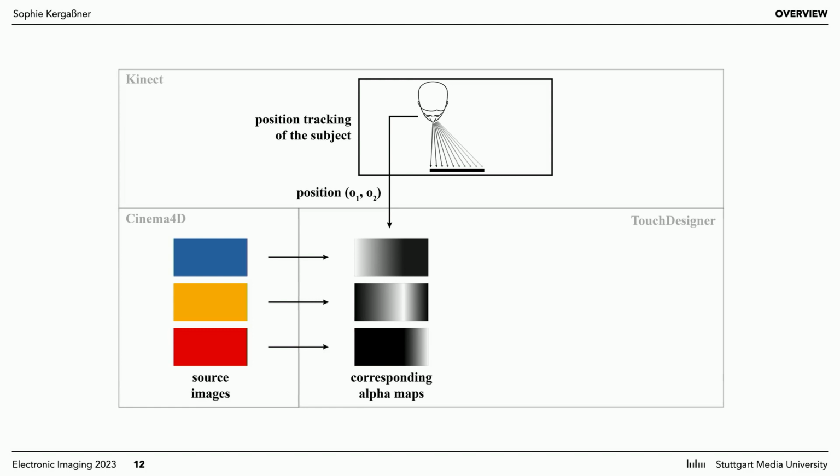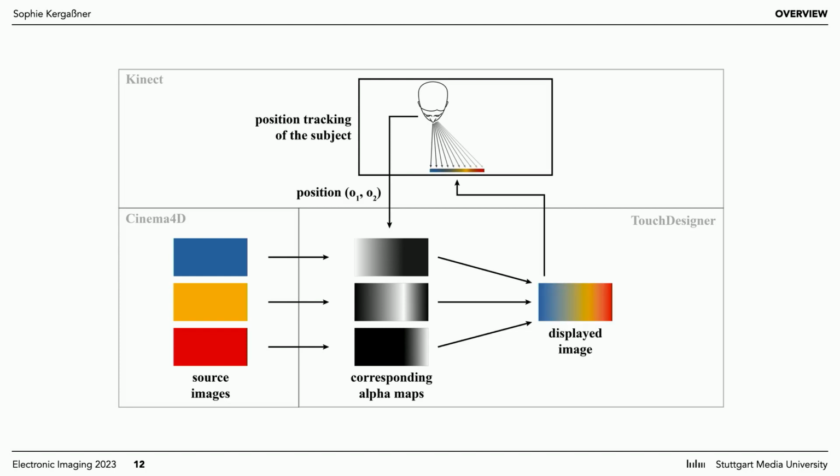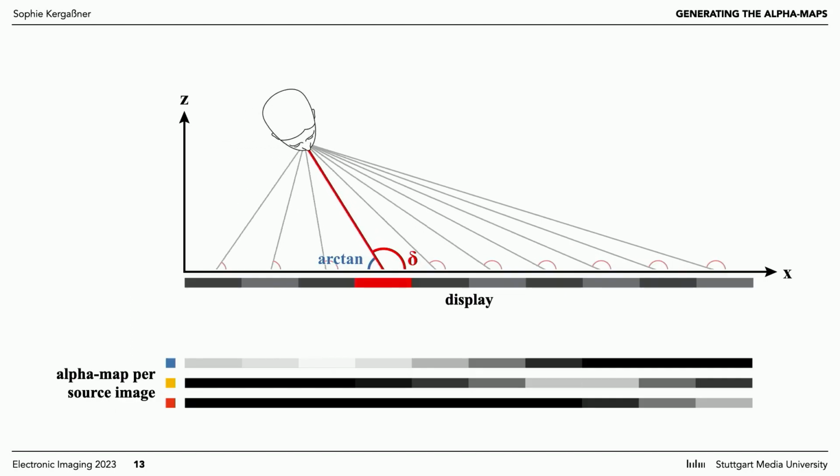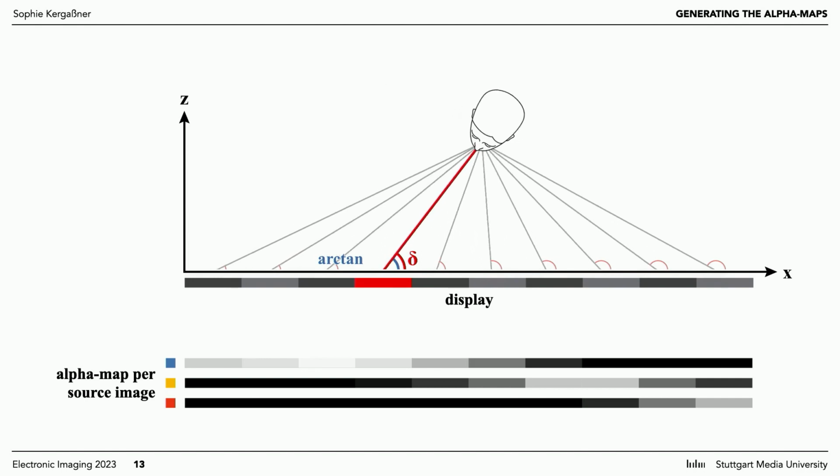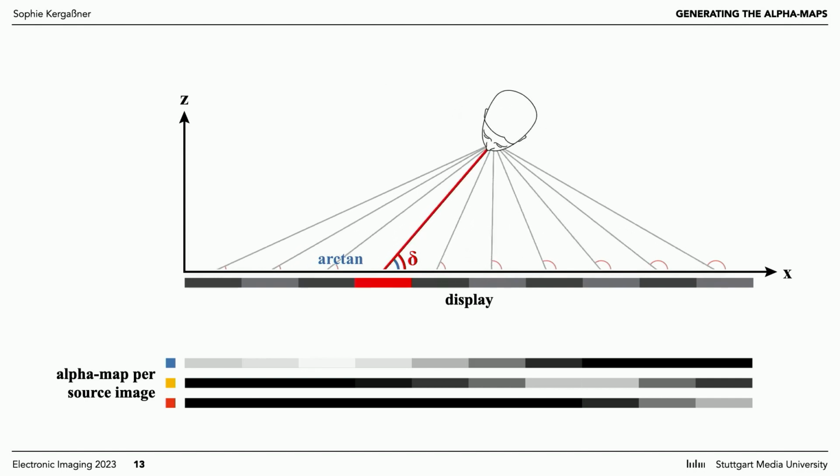These will later get combined with the source images that we will render in Cinema 4D, but to show it right here, it's still just blue, yellow, and red. So basically, we apply the alpha maps from the middle to the source images, and we add them all up, and that gives us the final displayed image. To generate these alpha maps, we have to find out the exact viewing angle from the user onto each and every display pixel.